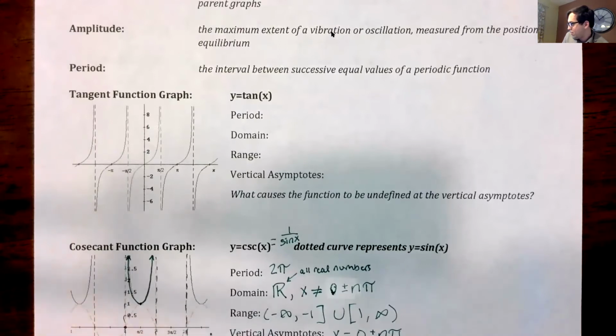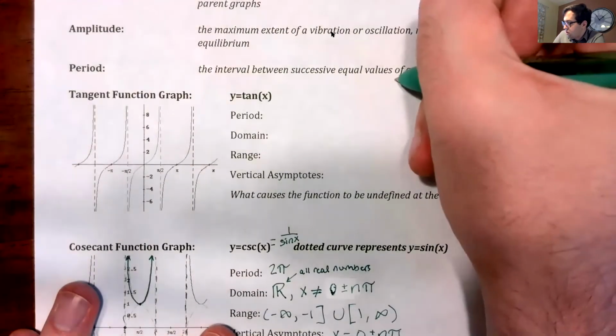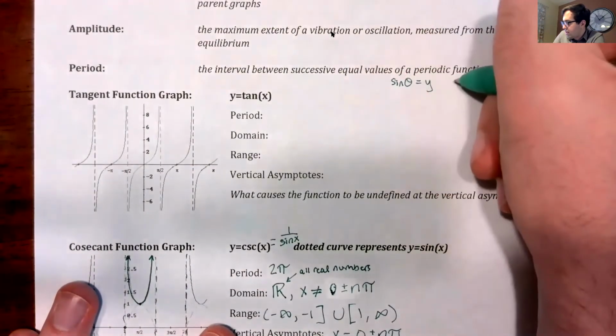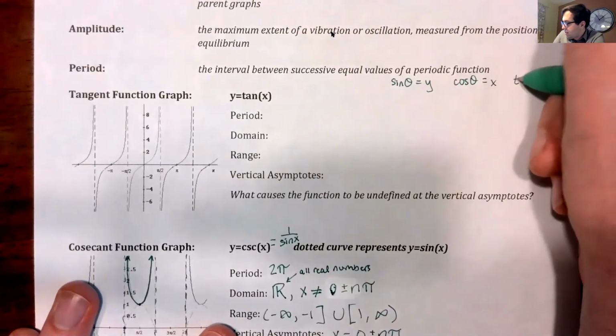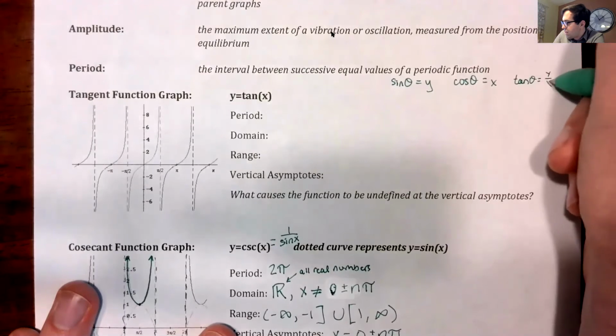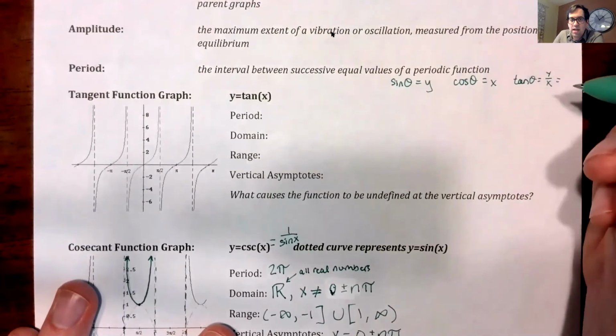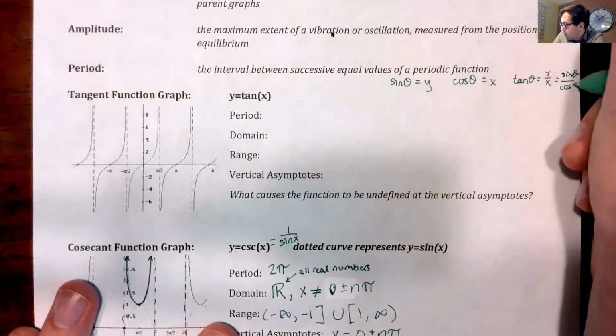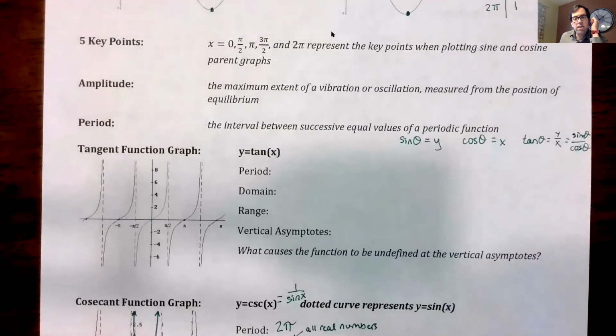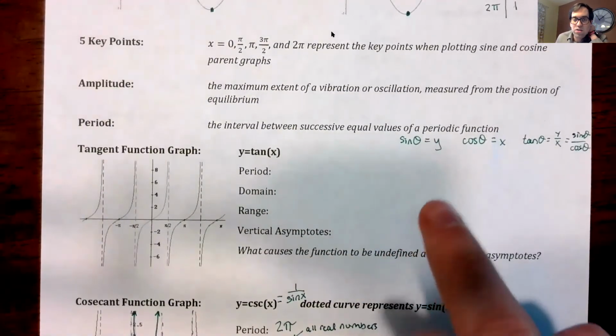Because remember, tangent, if we think about unit circle land, tangent was y over x, right? But if we think about how sine on the unit circle, sine of theta was y. Cosine of theta was x. Tangent theta was y over x. So technically, we could also say that tangent of theta was sine over cosine.